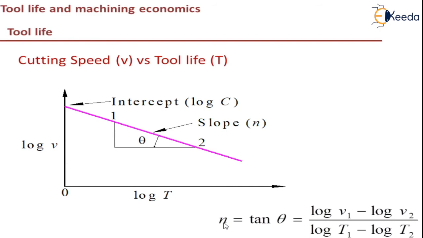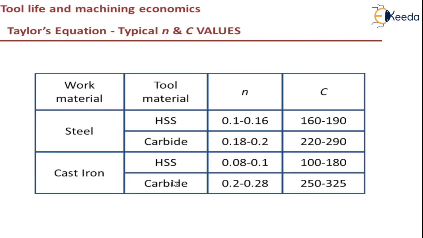As you can see in this table, the n and c values are listed for work materials like steel and cast iron. In the case of steel as the work material, HSS and carbide are used as tool materials. Similarly, for cast iron work material, HSS and carbide are used.